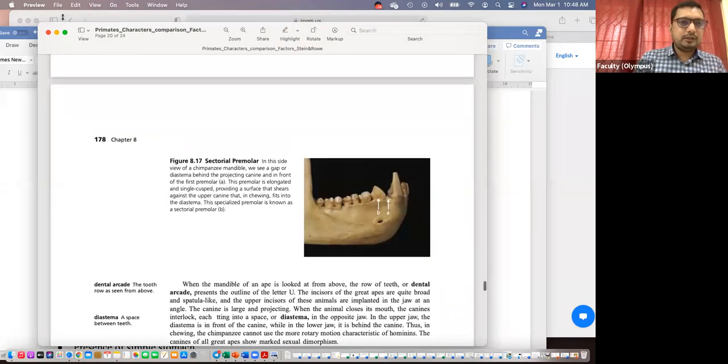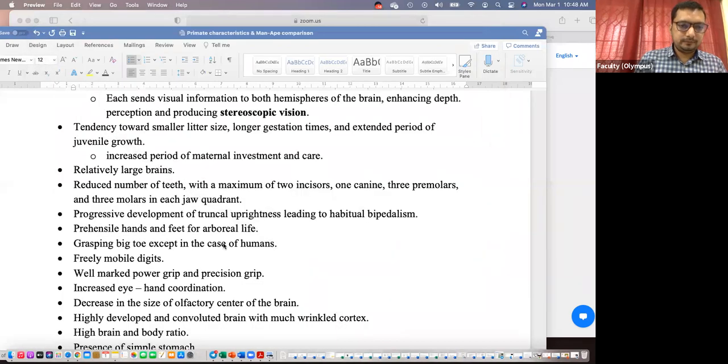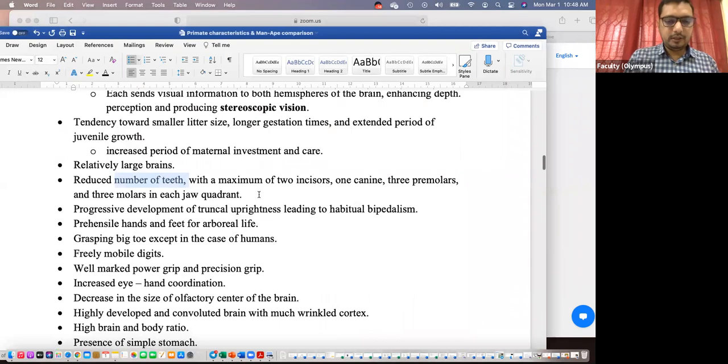For now, just the teeth number has decreased, and their composition has also changed. We have a maximum of 2 incisors, 1 canine on each side, 3 premolars and 3 molars, basically one quarter of the mouth. So if you look at one quarter, we have 2 incisors, 1 canine, 3 premolars, 3 molars.